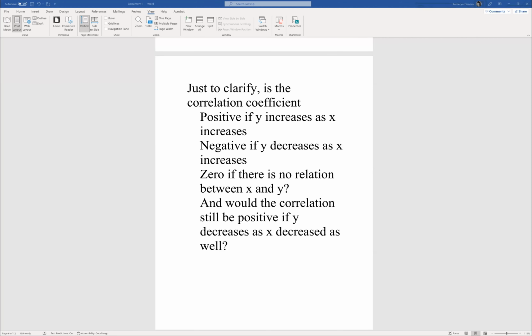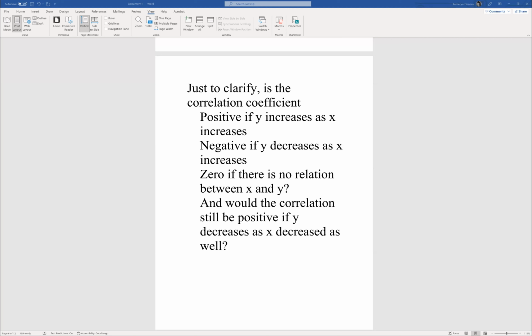Hello, everyone. Today's question is, just to clarify, is the correlation coefficient positive if y increases as x increases, negative if y decreases as x increases, 0 if there's no relation between x and y, and would the correlation still be positive if y decreases as x decreased as well? Great question. Okay. The correlation coefficient.